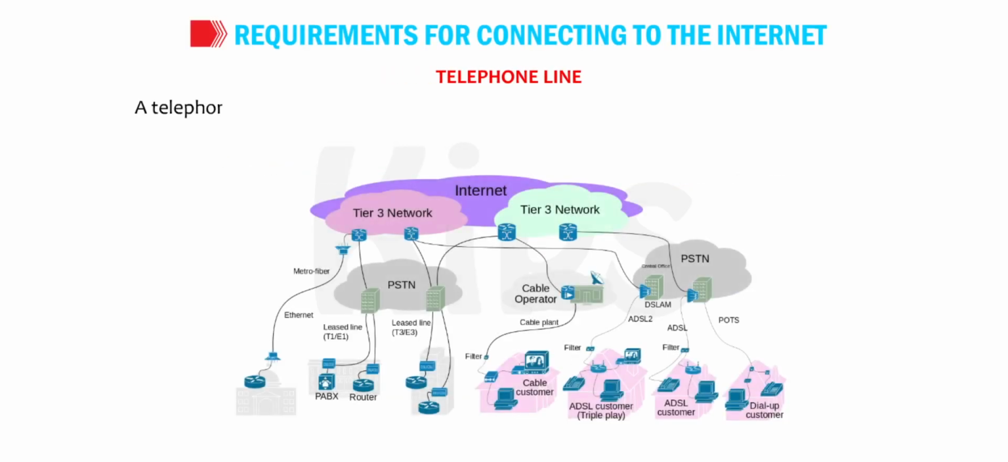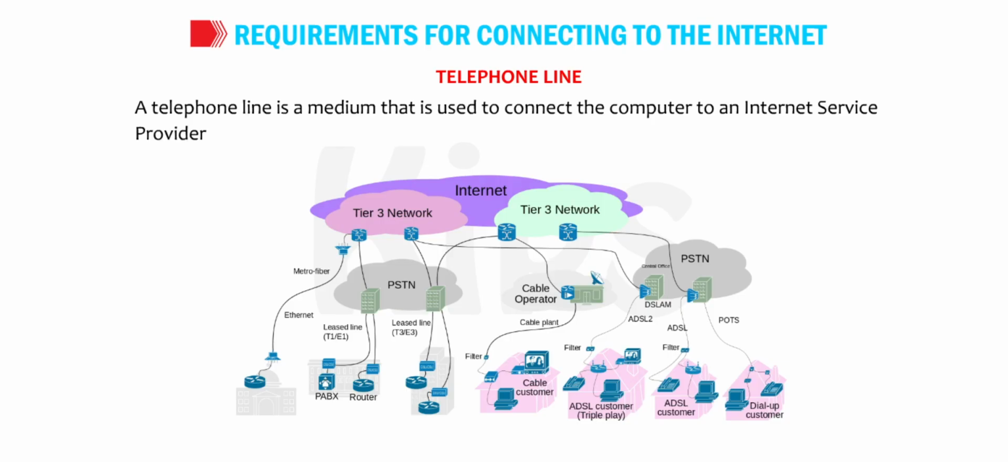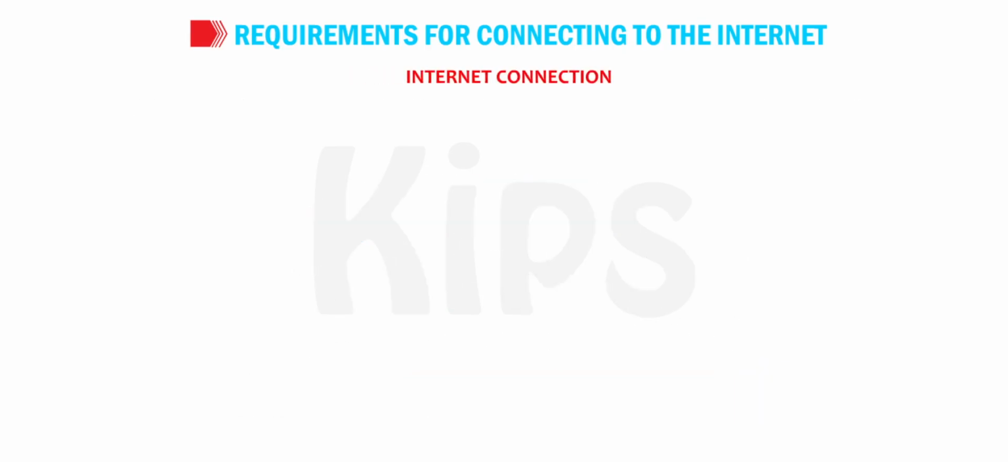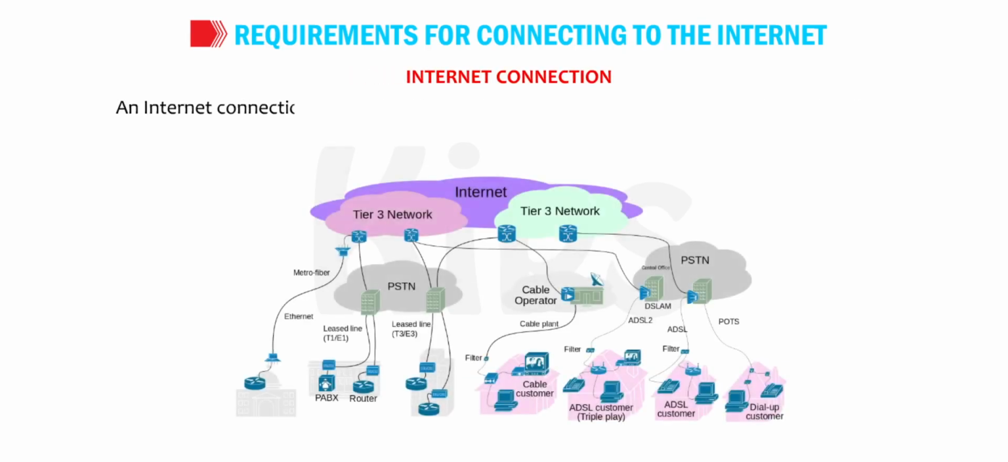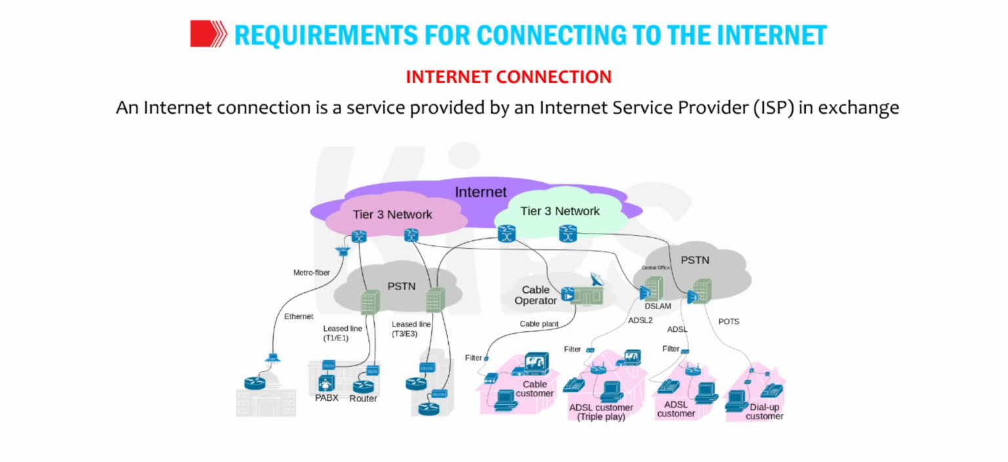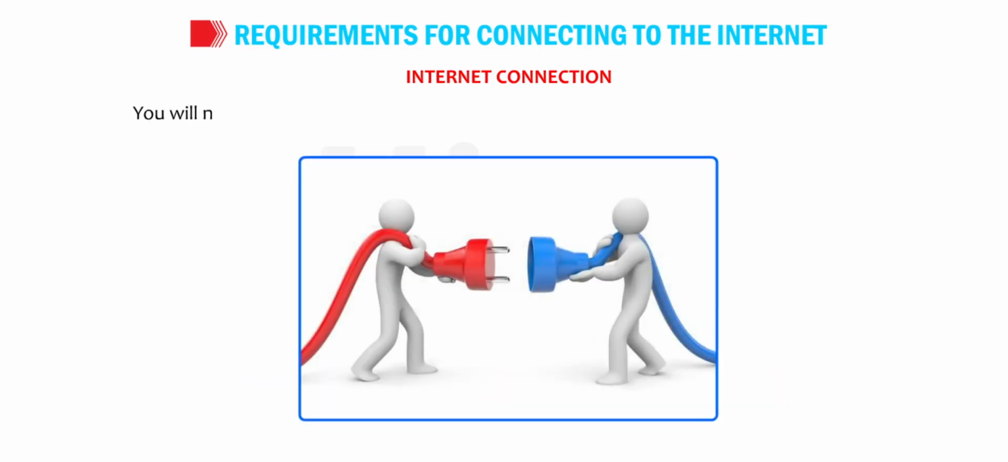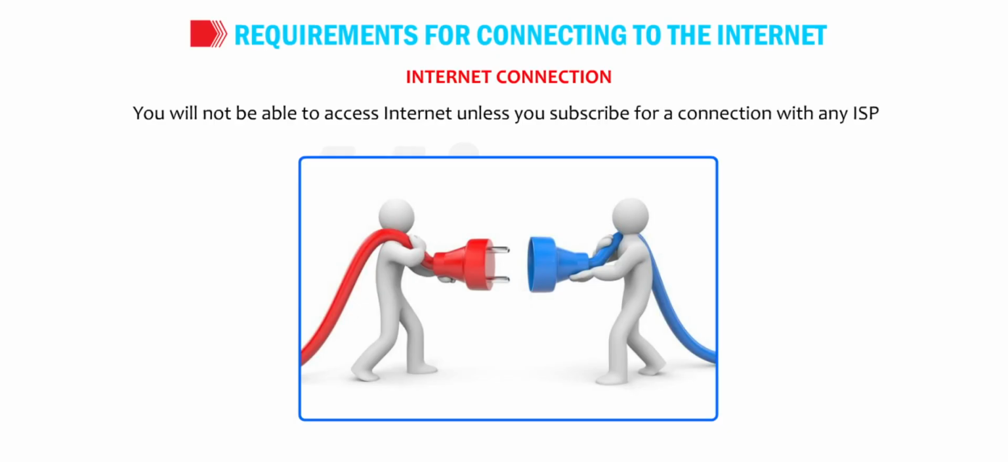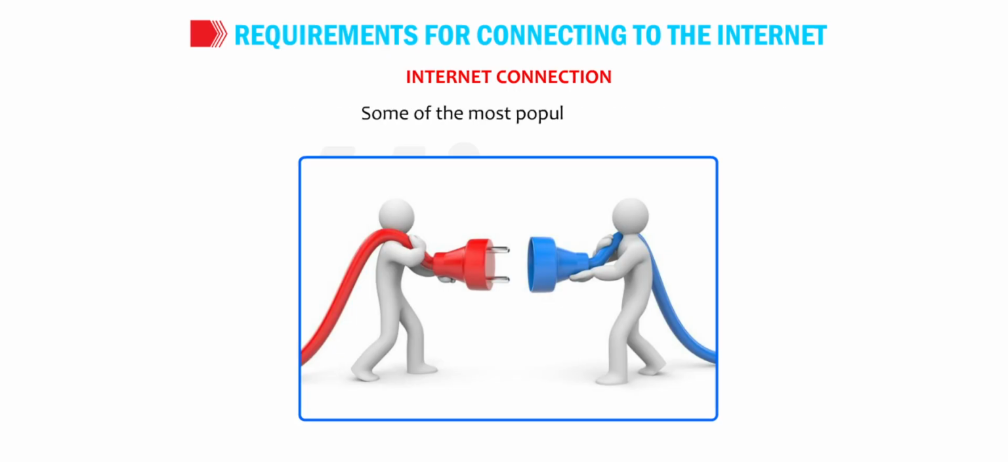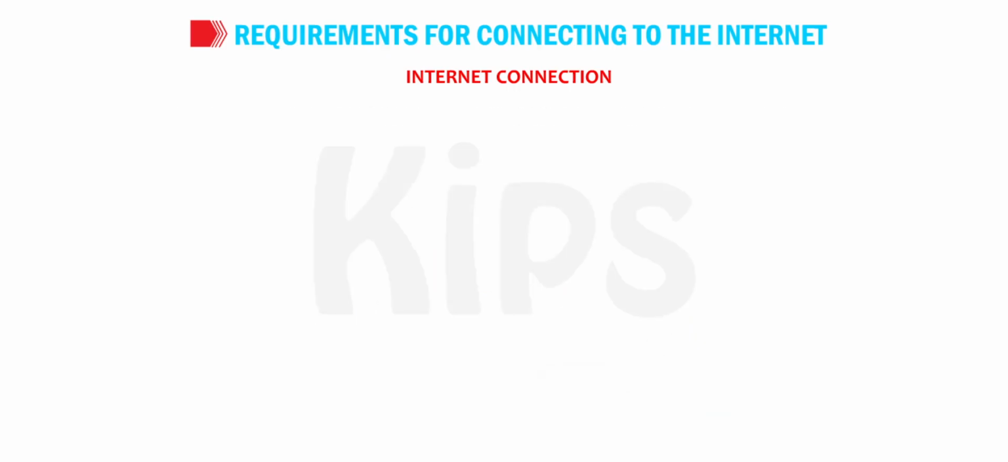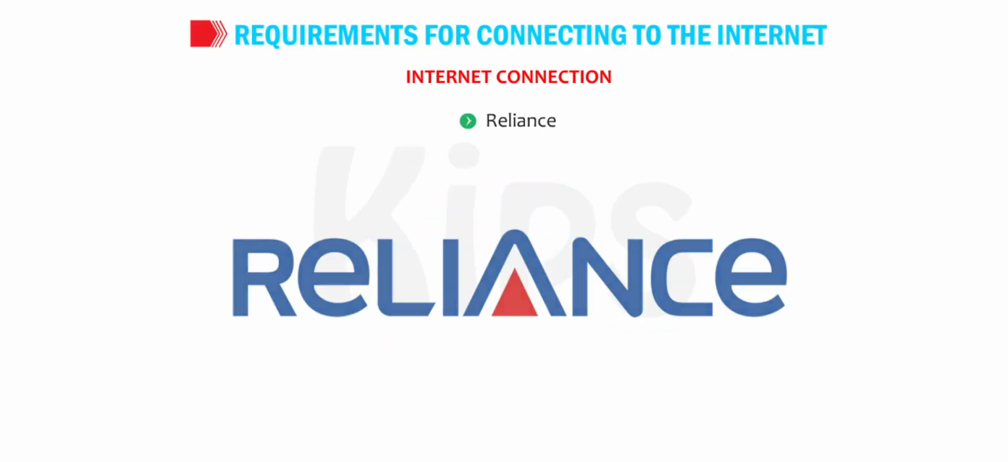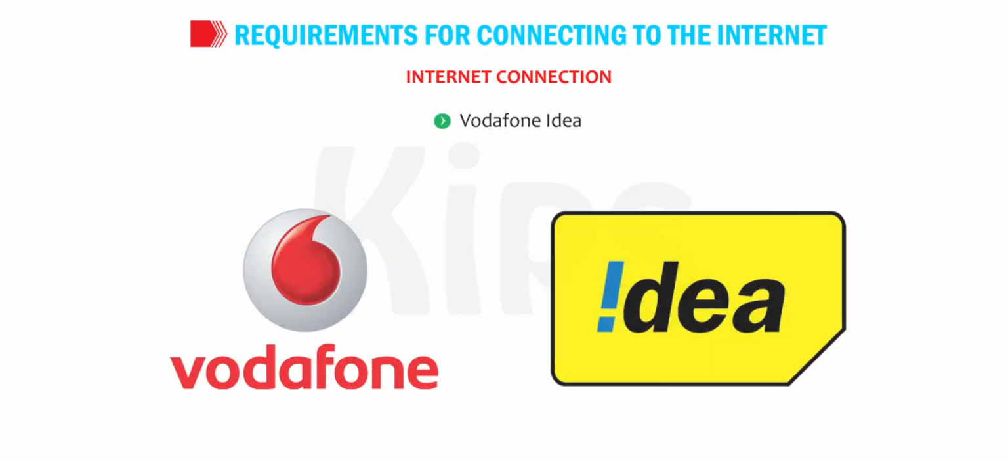Telephone line. A telephone line is a medium that is used to connect the computer to an internet service provider, ISP. Internet connection. An internet connection is a service provided by an internet service provider, ISP, in exchange of a fee. You will not be able to access internet unless you subscribe for a connection with an ISP. Some of the most popular ISPs are BSNL, Airtel, Exitel, Reliance, Sify, Vodafone, Idea.